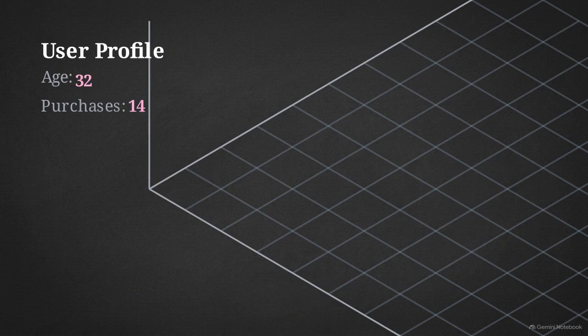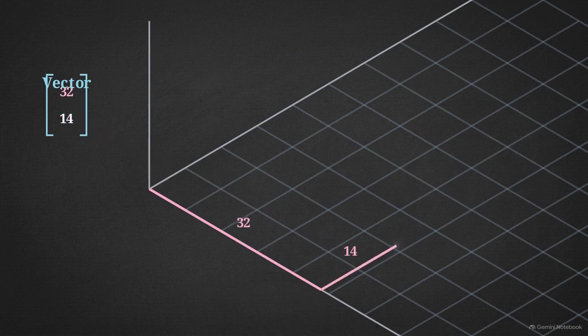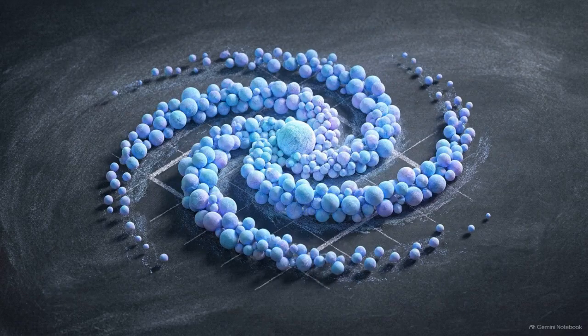To bridge this gap, we use a branch of mathematics that turns abstract concepts into physical structures: linear algebra. Look at this user profile. By recording specific traits as a vertical array of numbers, we create a vector. This vector allows us to plot a person's entire purchase history as a single, precise point on a coordinate grid. Mapping data in this way transforms information into a physical location within a navigable mathematical universe.